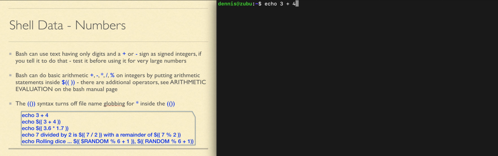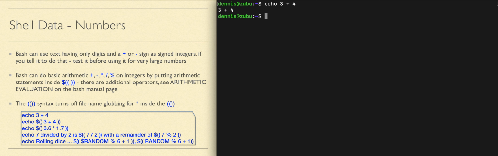The 3 is a text character, the plus sign is a text character, the 4 is, or the spaces, and it all comes out. If we want to tell Bash to treat those things as numbers and the plus sign to be a mathematical or arithmetic operation, we can.